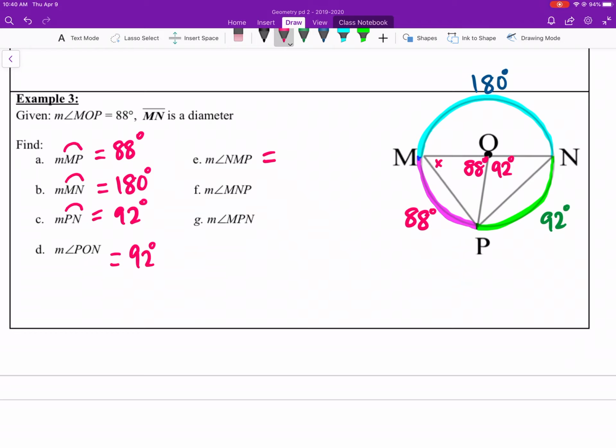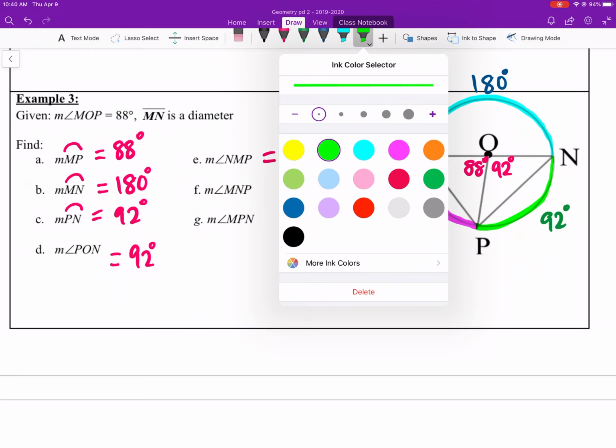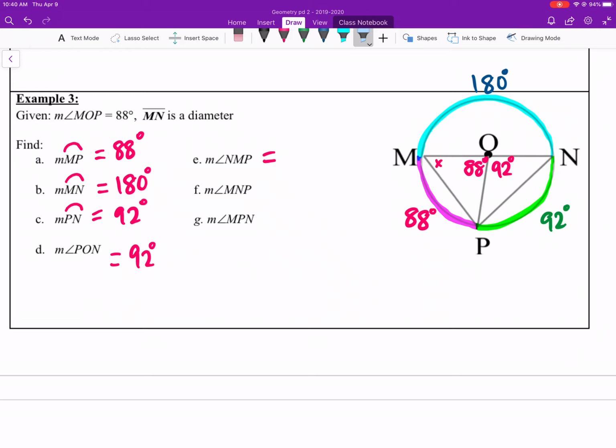Well, angle NMP, what type of angle is that? It's an inscribed angle. So let's switch out colors here. NMP. So the arc it intercepts, guys, is PN. Those two lines open up from that angle. M opens up to N, M opens up to P. It hits this 92 degree arc. So this is an inscribed angle. It's equal to half of the arc it intercepts. So what's half of 92? That would be 46 degrees.